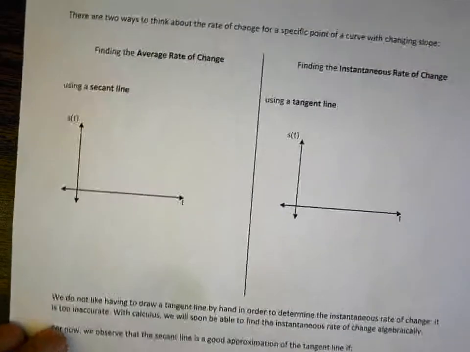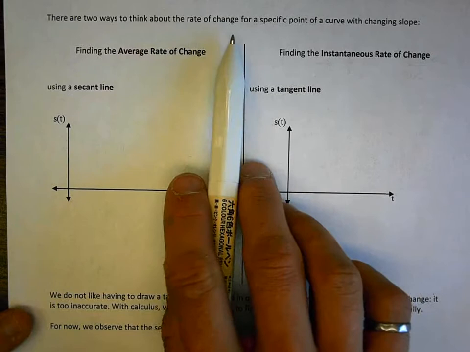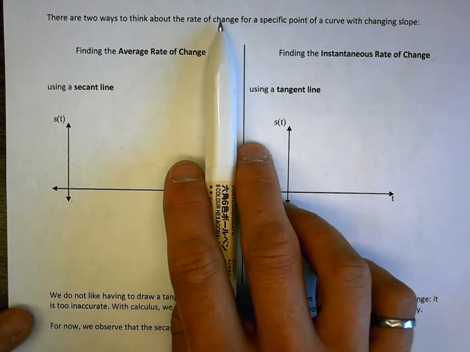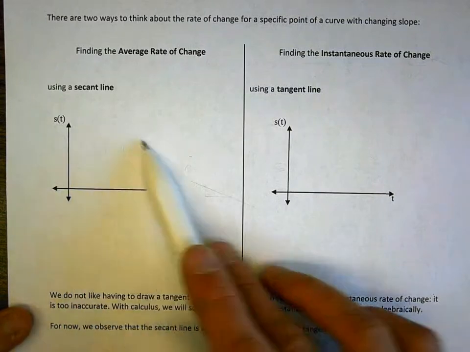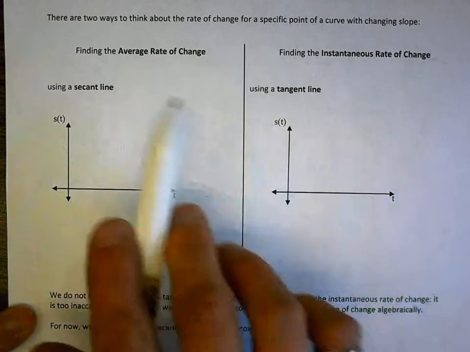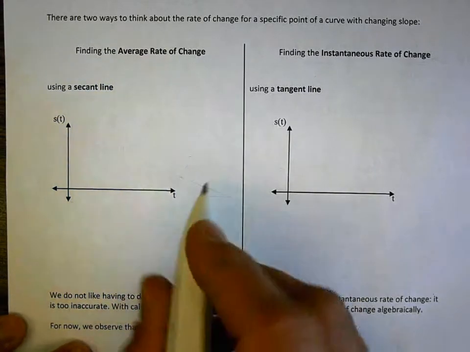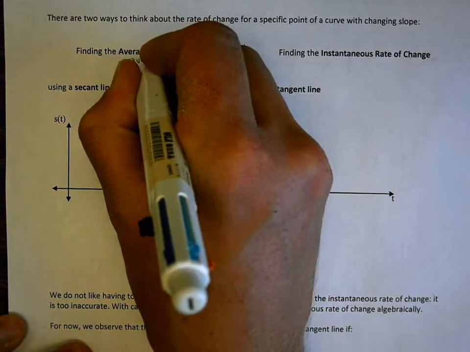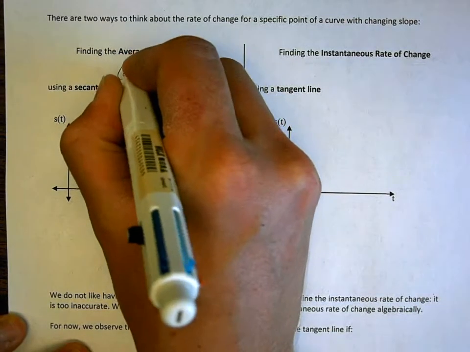To set us up for tomorrow's lesson, I want you to think about rate of change. There are two ways we can think about slope or rate of change on a curve, that is, on a curve where the slope is constantly changing. One way we could find the rate of change is to look at the average rate of change, or the average slope, basically. Or, in this case, we're looking at the average velocity.